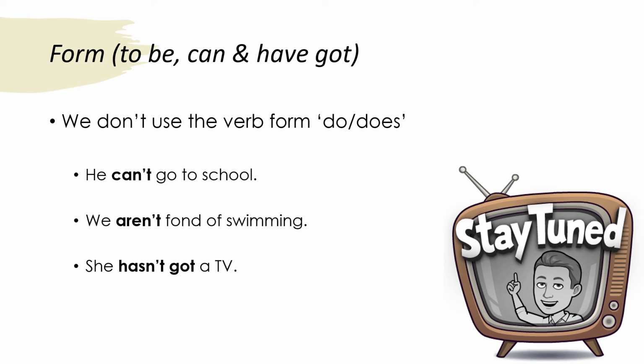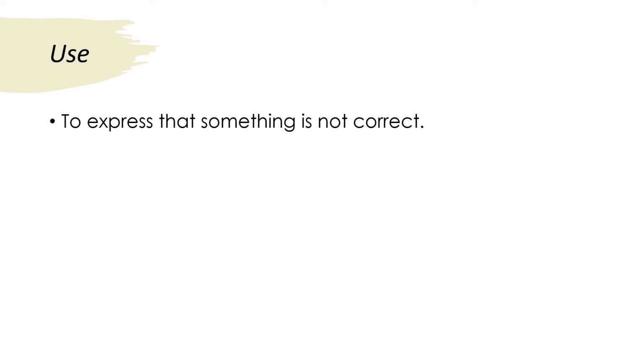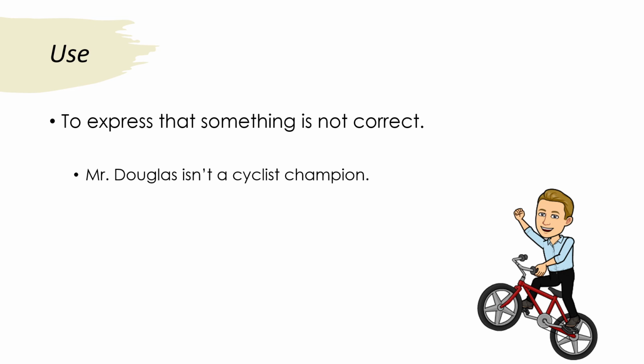Now we use a present simple negative for the same reasons as a present simple affirmative, but we want to deny it. For example, Mr. Douglas isn't a cyclist champion.